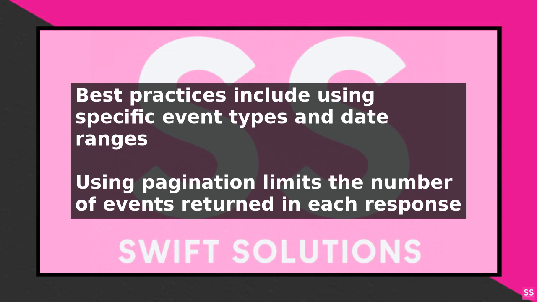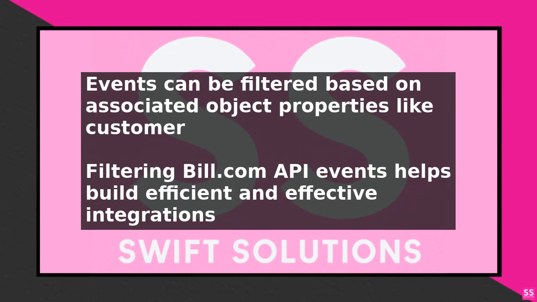Best practices for filtering Bill.com API events include using specific event types and date ranges to reduce the number of events returned, and using pagination to limit the number of events returned in each response. It is also important to handle errors and exceptions properly, such as when no events are found or when the API request fails.